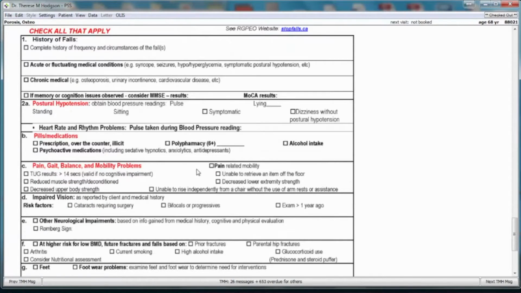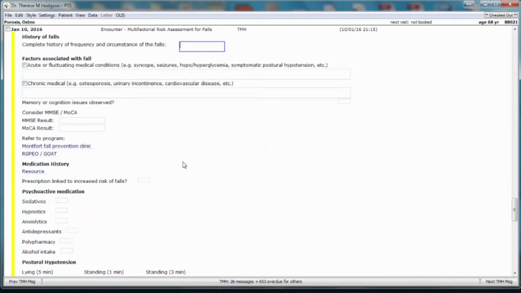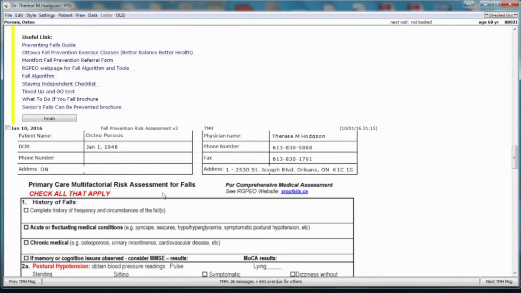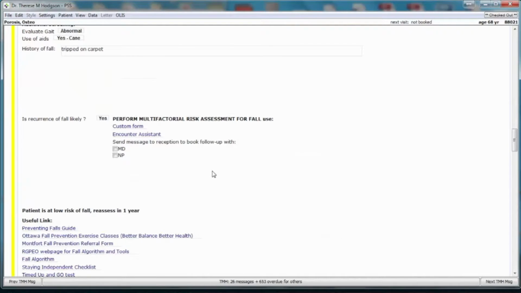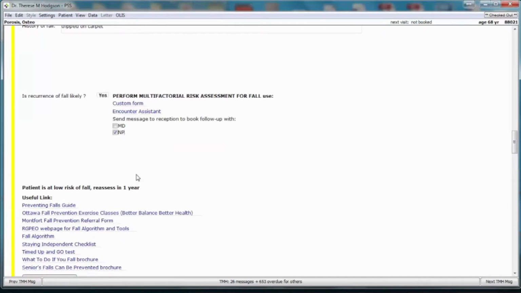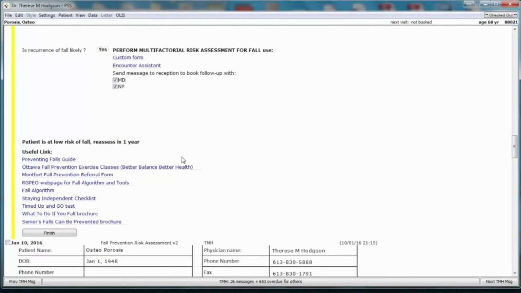custom form as seen here or the encounter assistant that replicates the custom form. We can also send an internal message to our nurse practitioner to perform the multifactorial risk assessment. We can also send a message to our staff to book a follow-up appointment to perform the multifactorial risk assessment.